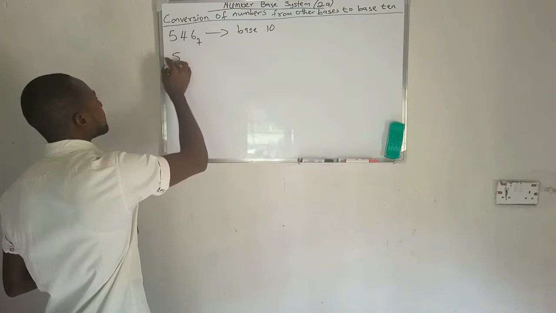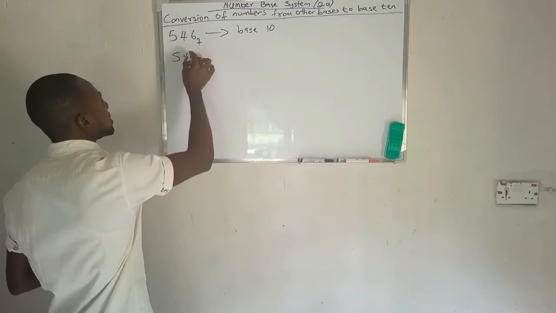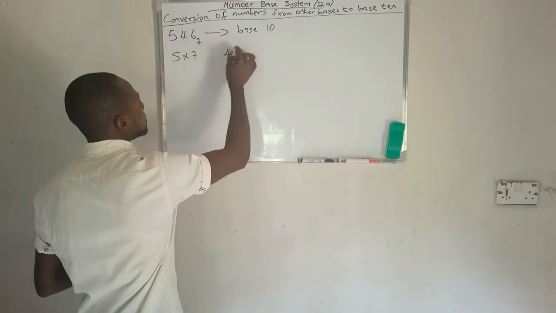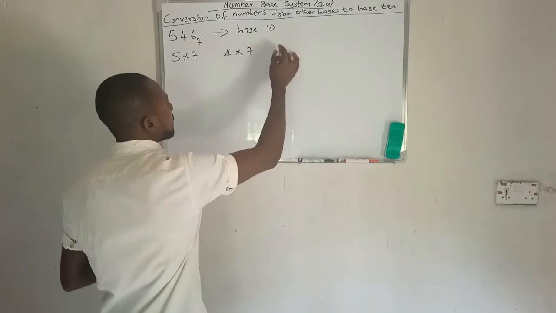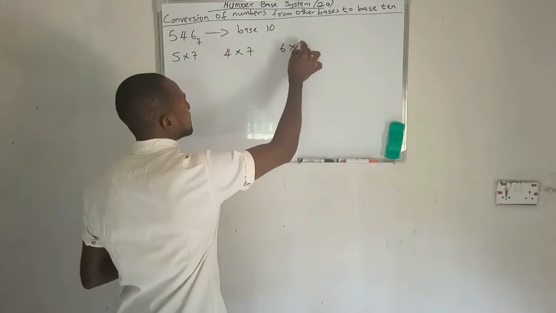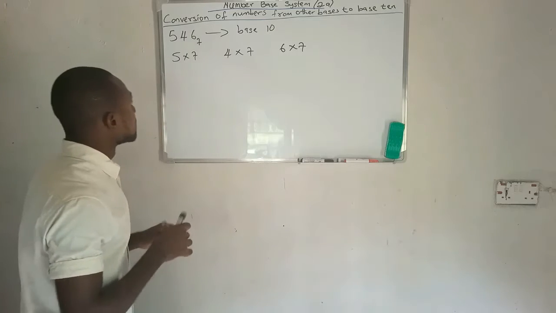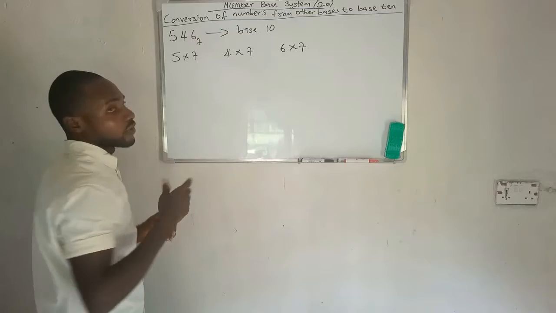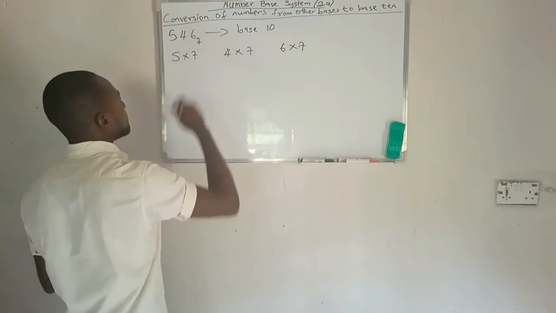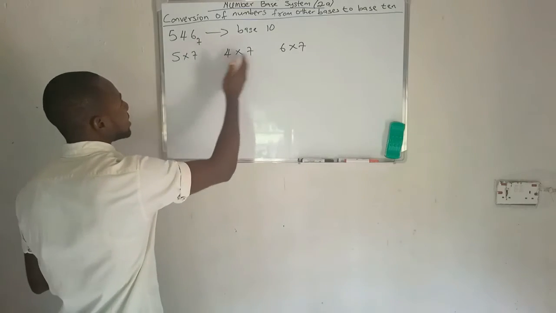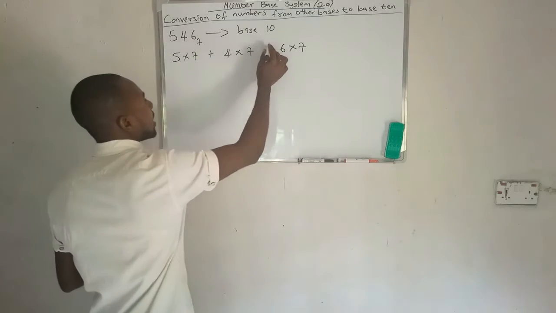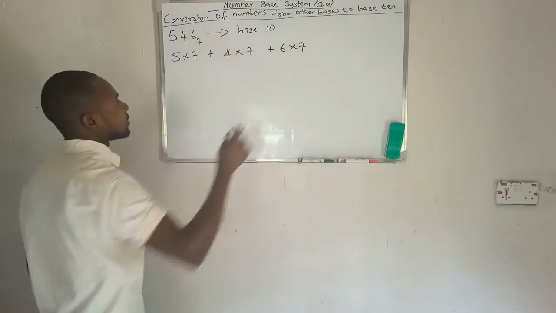We'll have 5 times 7, and we'll have 4 times 7, and then we'll have 6 times 7. So after multiplying, we don't simplify, we just put our multiplication sign, and then we add each of them. So we put our addition sign here and here, just to add all of them.